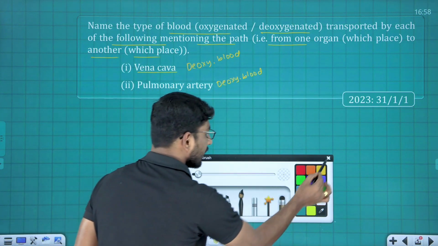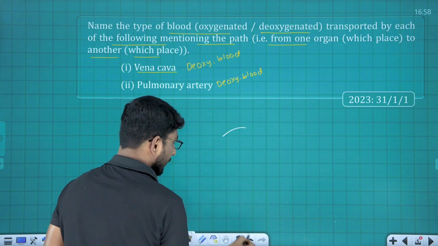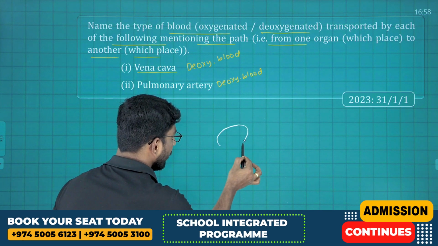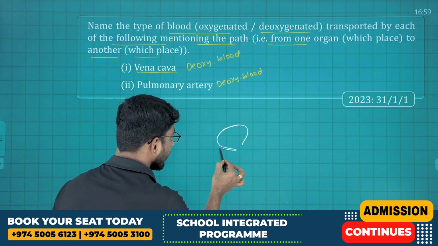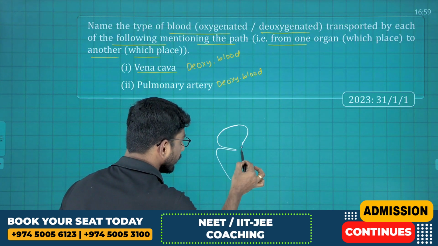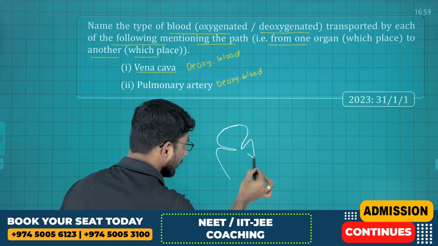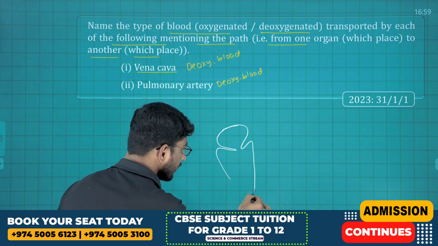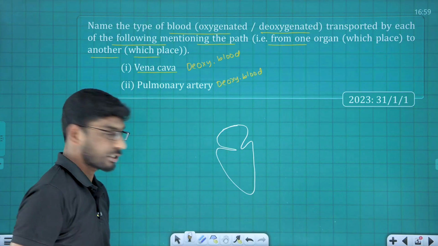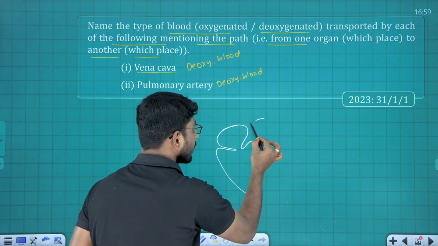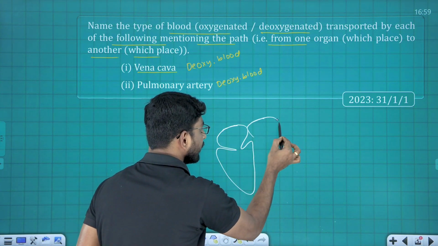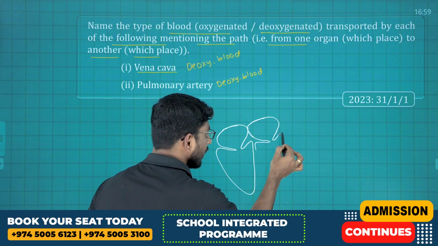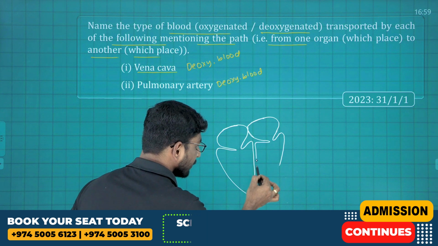Look here. Let me take here. This is the heart. I'm taking this one as the right auricle. Right auricle opens into right ventricle. There is one valve there. Any one of you tell what the valve is? The valve is the tricuspid valve. Now left auricle to left ventricle, what is there? Bicuspid valve is there, right?